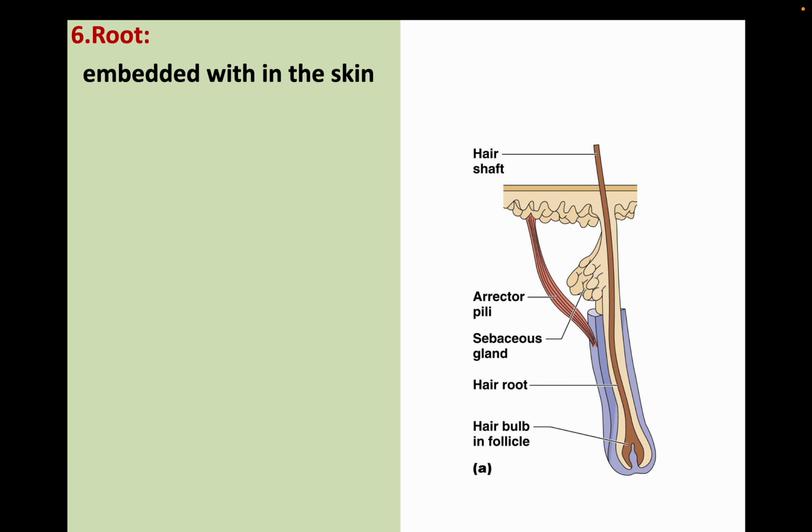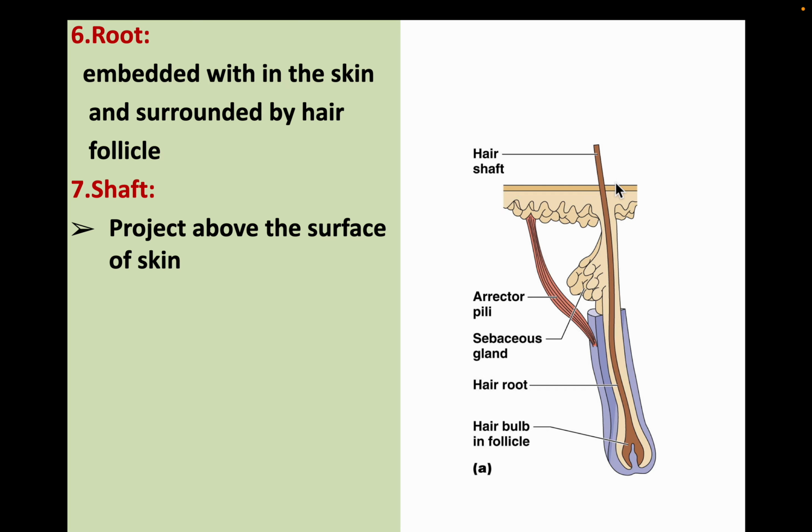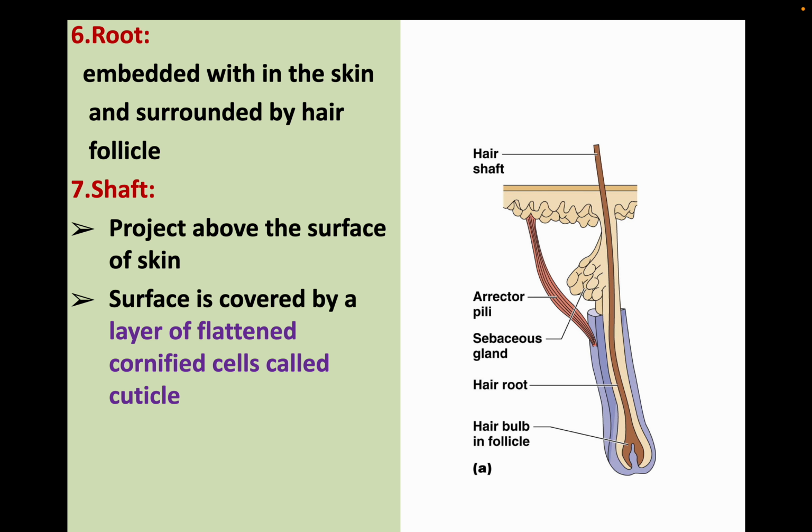Coming to the root, embedded within the skin, you can see this is the root surrounded by the hair follicle. So this is the hair follicle. Then the shaft projects above the surface of the skin. So that is the shaft. Its surface is covered by layers of flattened cornified cells called the cuticle, made up of outer cortex and inner medulla.